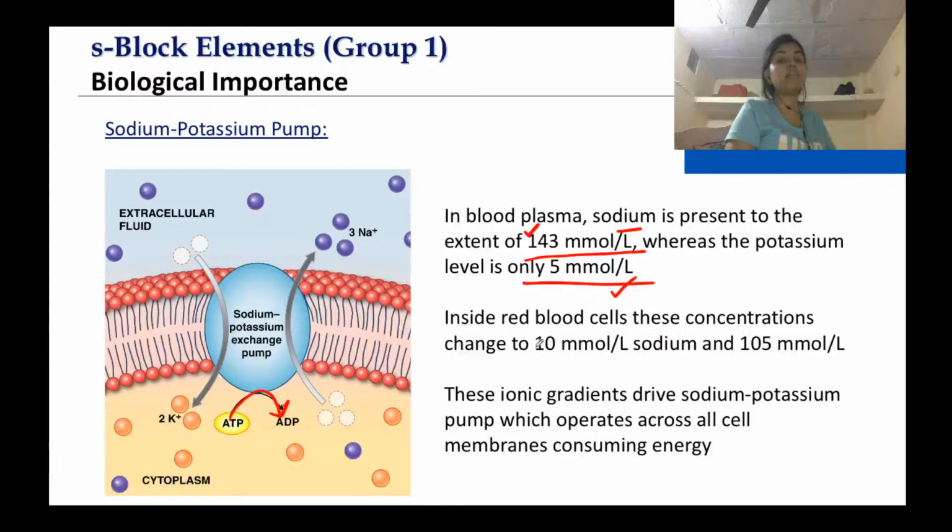Right, while inside red blood cells, these concentrations change: from 143, sodium becomes 10 millimole per liter and potassium comes to 105 millimole per liter. This suggests what? That sodium is present in greater concentration outside the cell, and potassium is present in greater concentration inside the cell. And what are ionic gradients? Because there is a difference in concentration of sodium inside and outside and potassium inside and outside. This energy basically drives the sodium potassium pump, right, which we have already studied. It is responsible for neural transmission also, and it also converts ATP to ADP, releasing energy.